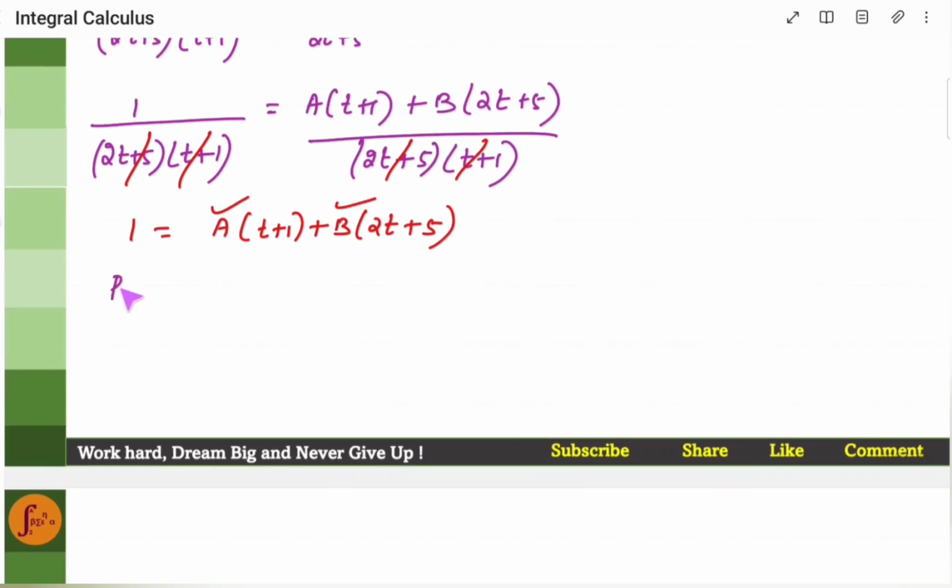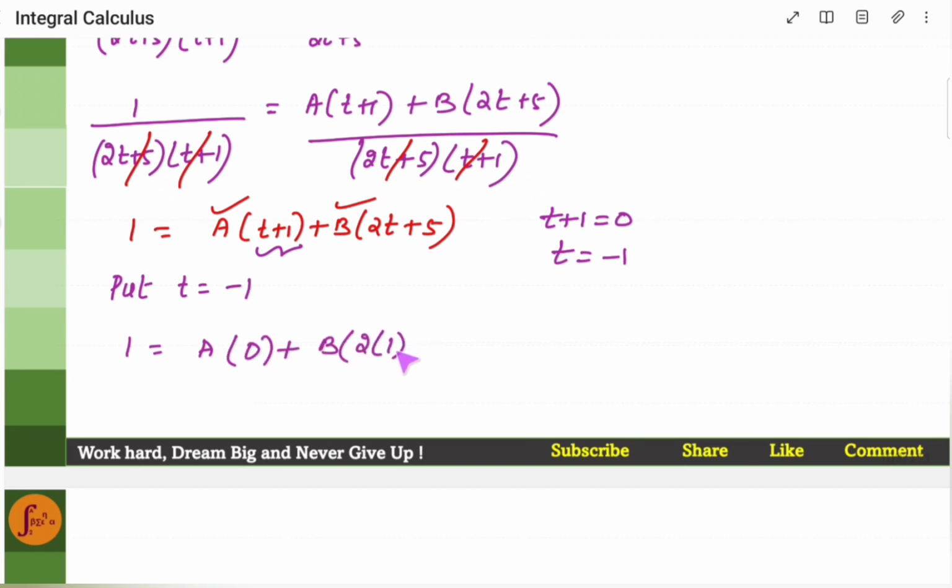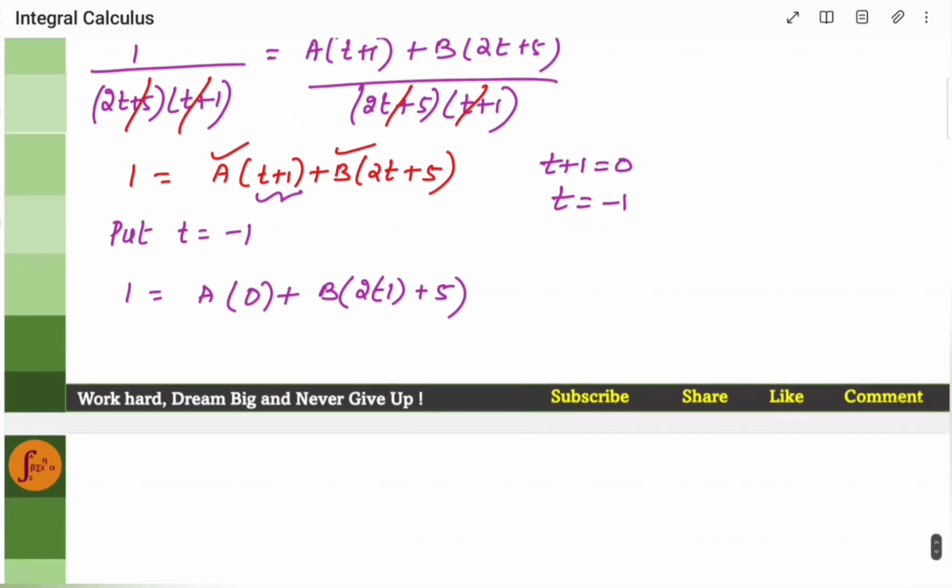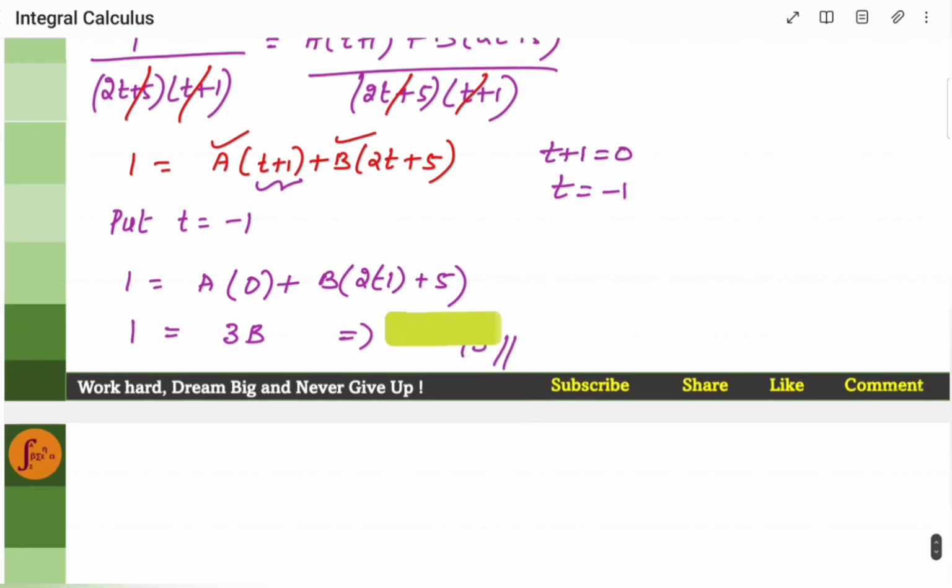So put t equal to minus 1, since t + 1 equals 0. Therefore t is equal to minus 1. So I'll get 1 equal to a into (minus 1 plus 1), which is 0, plus b into (2 into minus 1 plus 5), which is nothing but 3b equal to 1, which means b is 1 by 3. So b is equal to 1 by 3.